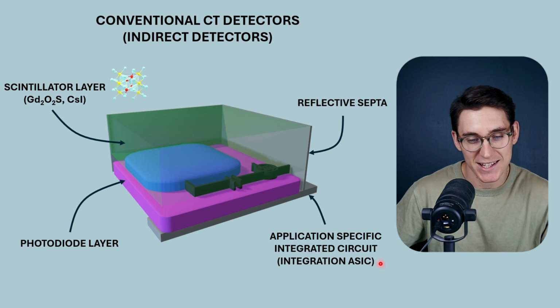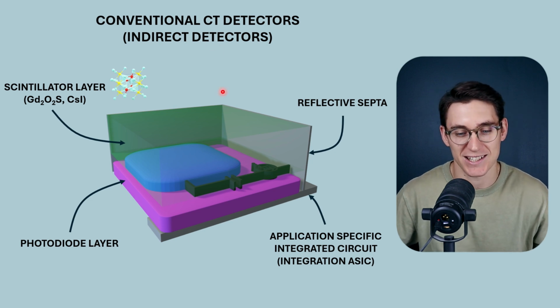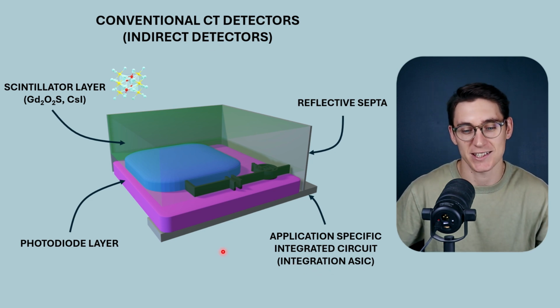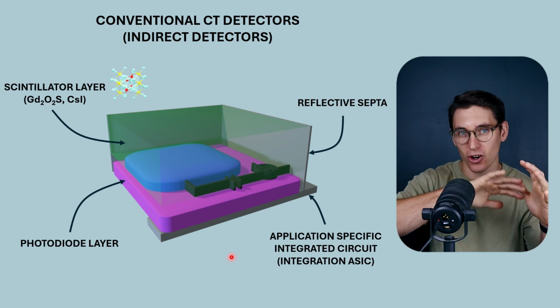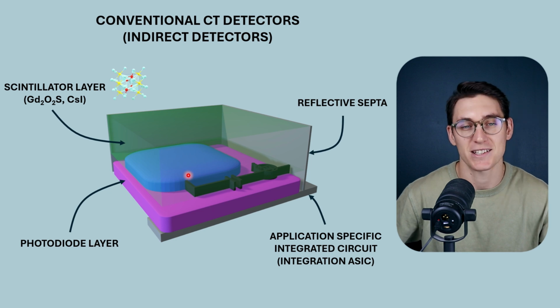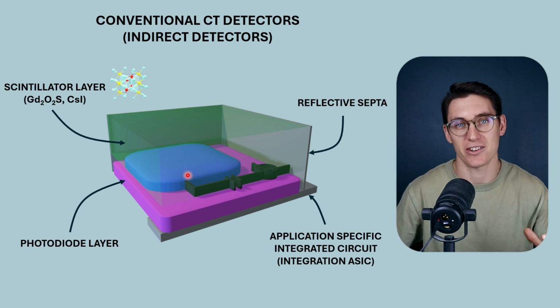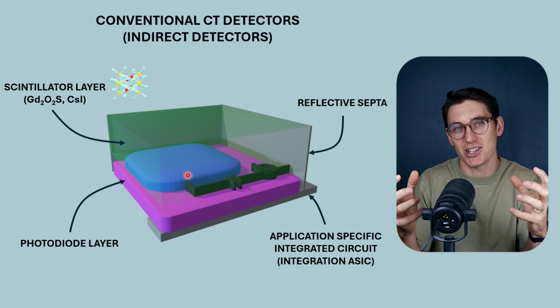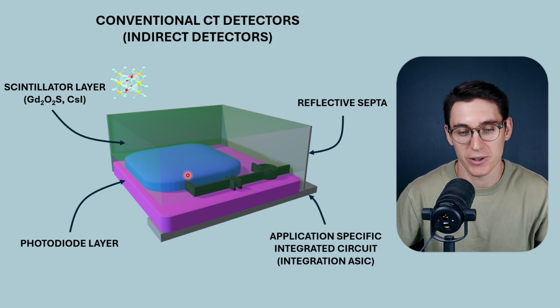And the type of ASIC that we use in conventional CT detectors is what's known as an integration ASIC. We take the integral of the curve that we generated when the X-ray photons were incident on this detector. And that integral is the area under the curve, the total amount of X-ray energy that has reached our detector for a period of time.